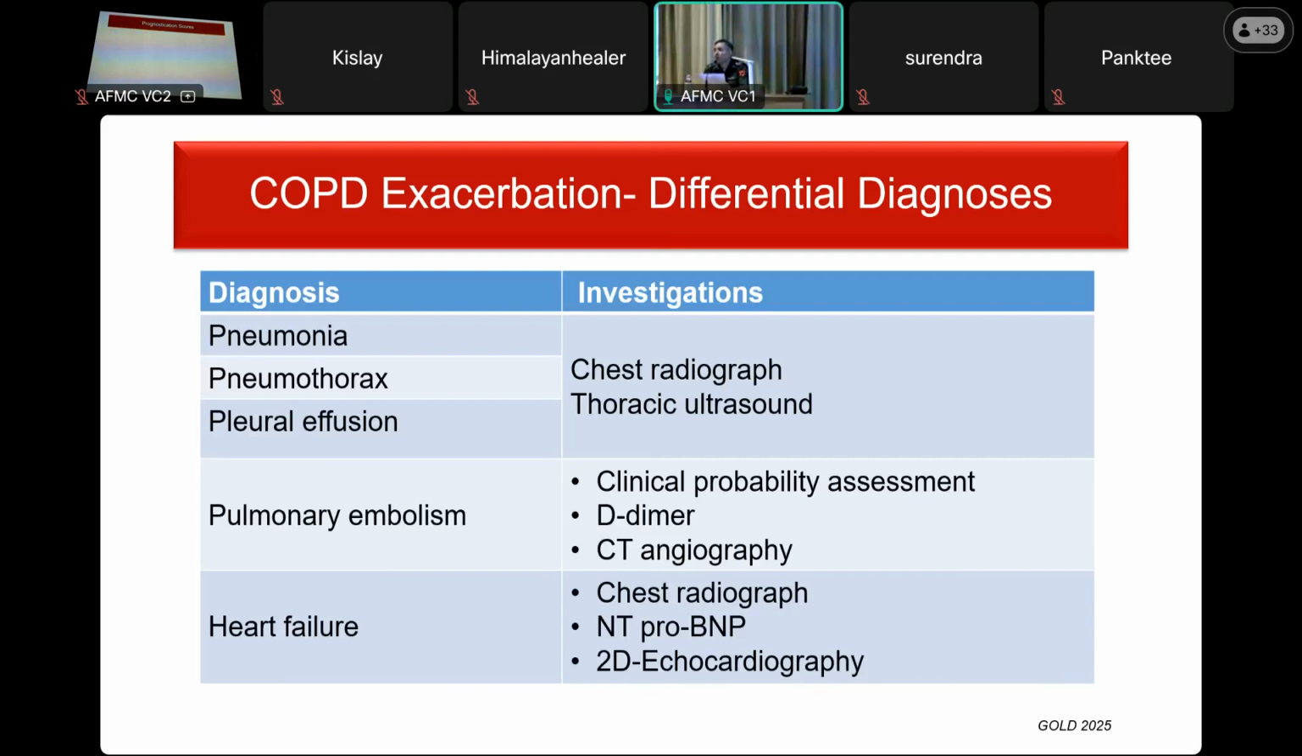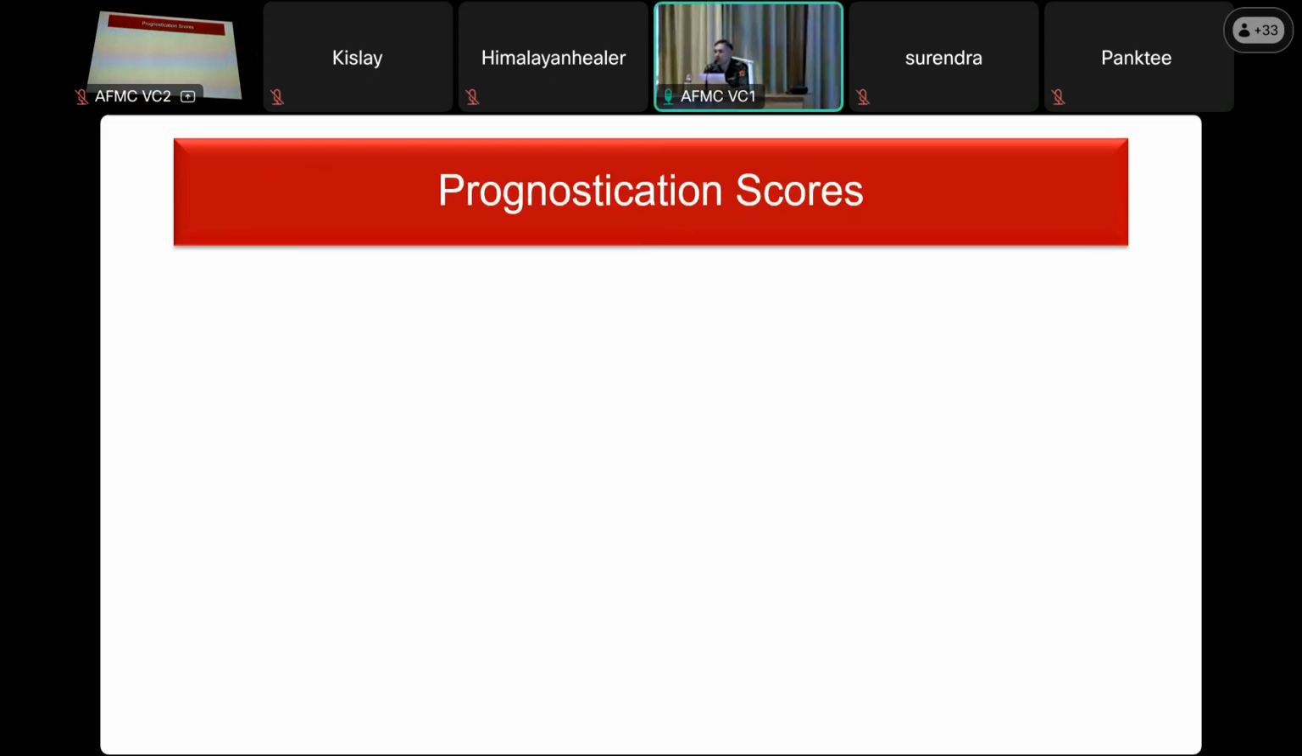At the time of admission, what are the prognostication scores that we can use for COPD exacerbation? Sir, the GOLD criteria to differentiate severity, sir. Okay. What are the other scales that we can use on OPD basis or while admitting a case of exacerbation? Sir, CAT score.